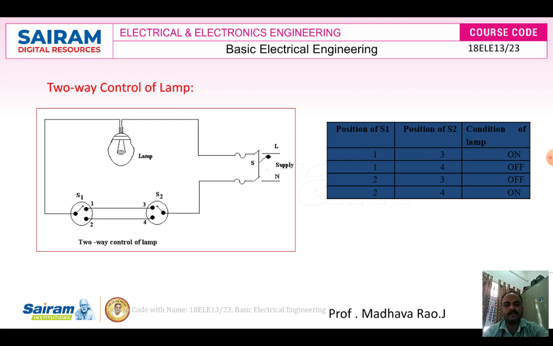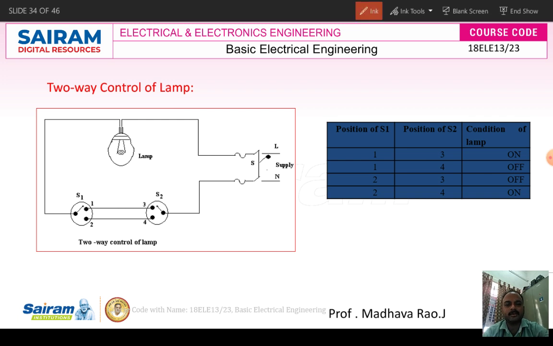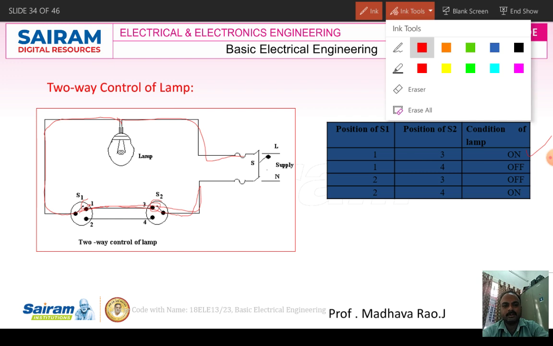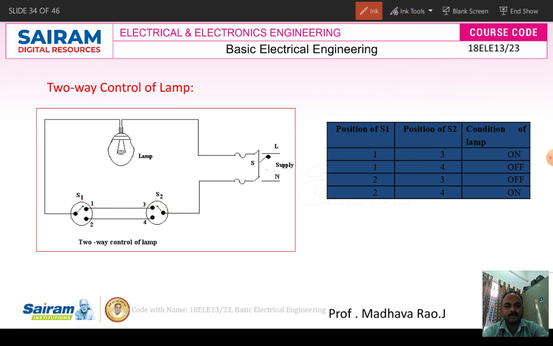We can observe this in the truth table. In this table you can observe that when switch 1 is connected to position 1 and switch 2 is connected to position 3, the supply will continue and the lamp will be on. If you want the lamp on, the supply should continue. So this is the first case in two-way control of lamp.